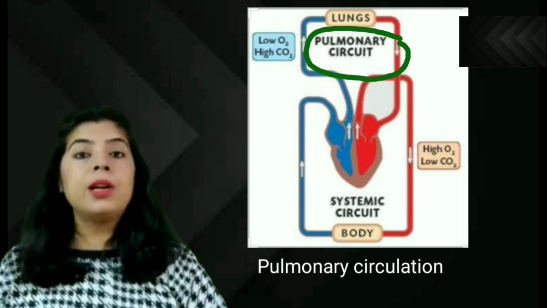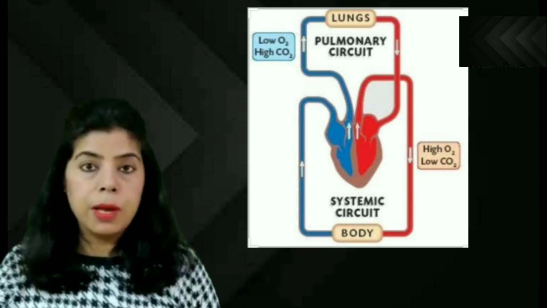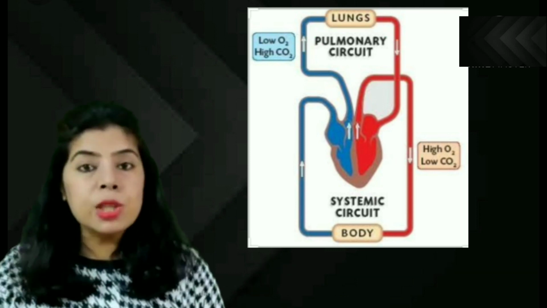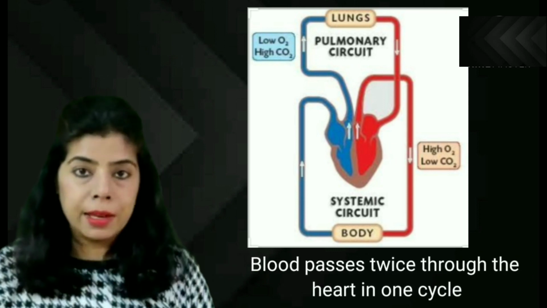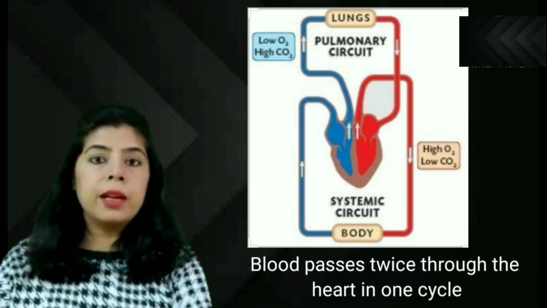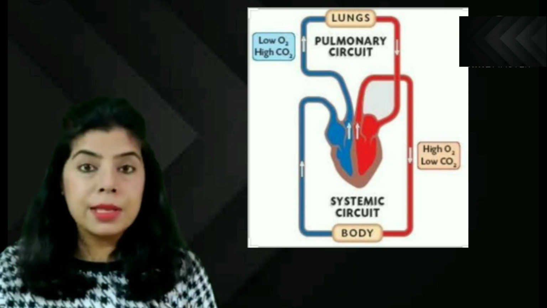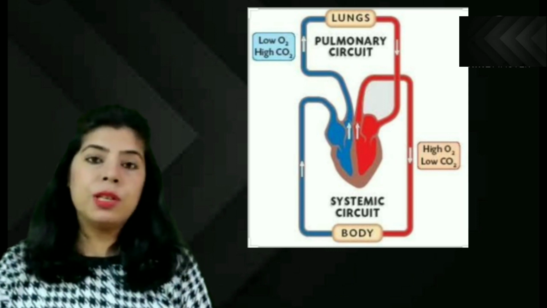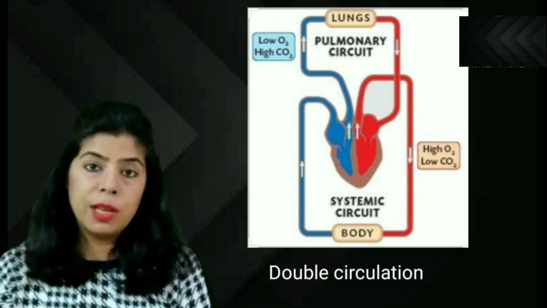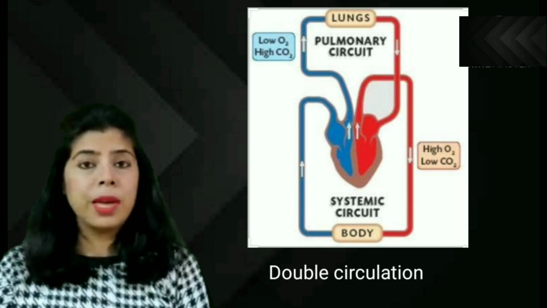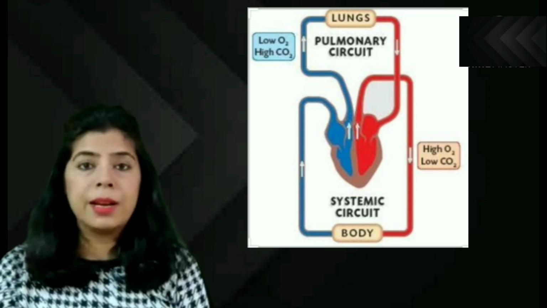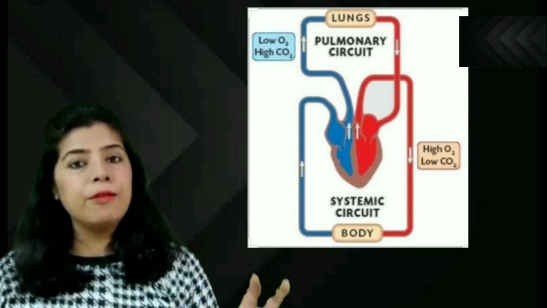So here you see there are 2 circuits of circulation formed, and the blood passes twice through the heart in one cycle. If I take these 2 circuits as part of a cycle, the blood is passing through the heart twice. So such a kind of circulation is called double circulation. This is very, very important, okay? It is very easy to understand. So one is single circulation like in fishes, and double circulation in other vertebrates, except the fishes.